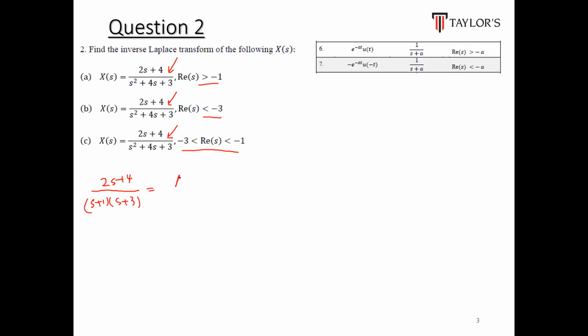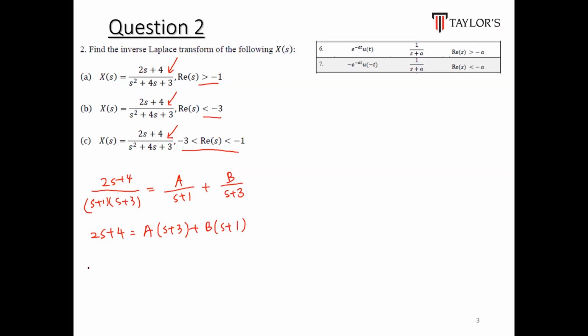So this is the very simple case. Then multiply everything by the denominator. We get A of s plus 3 and B of s plus 1.